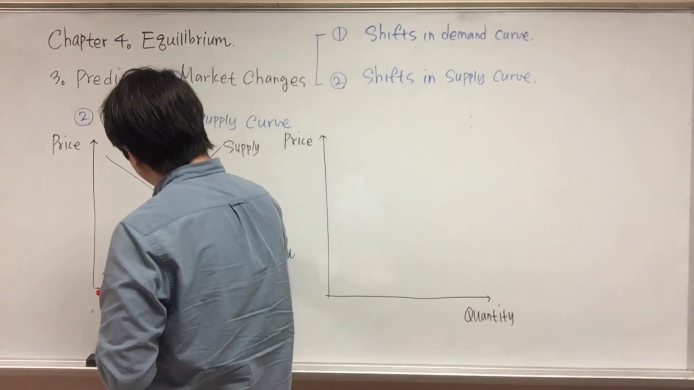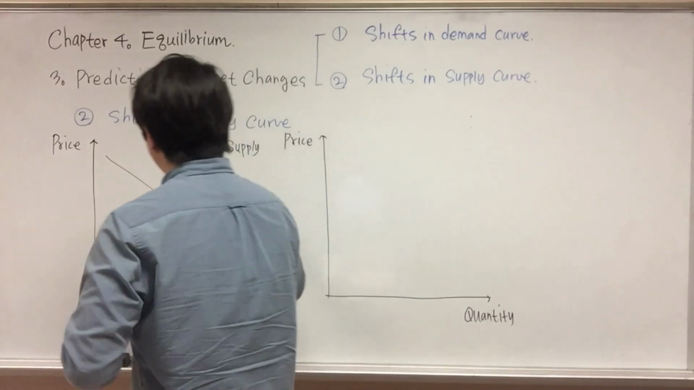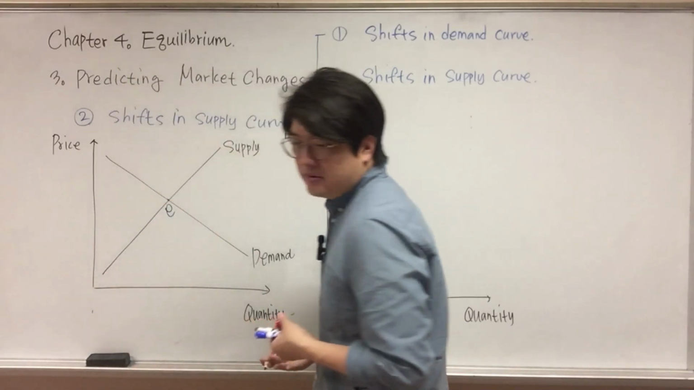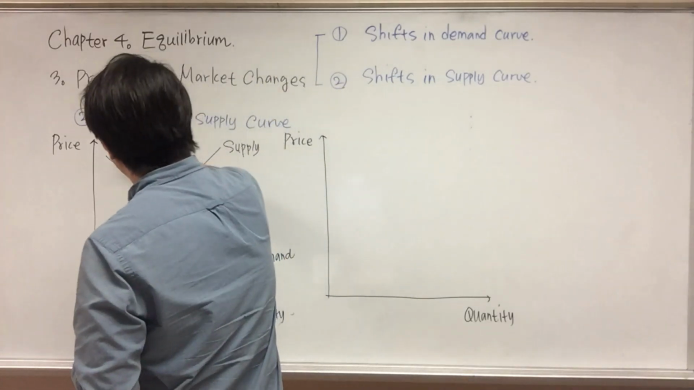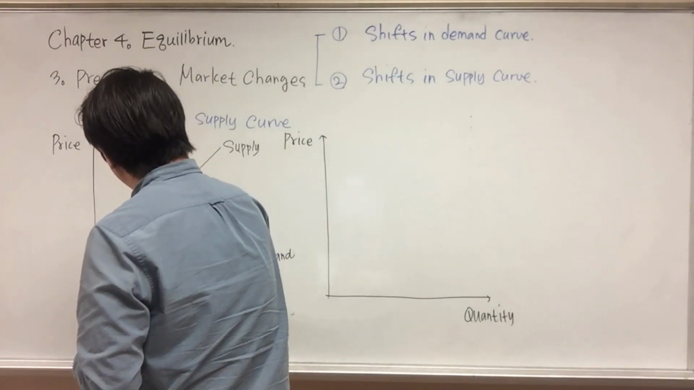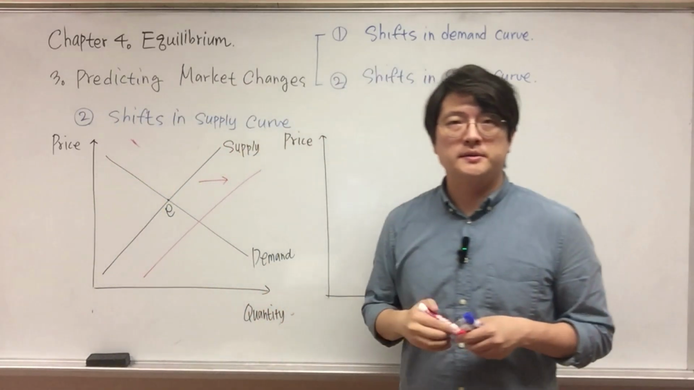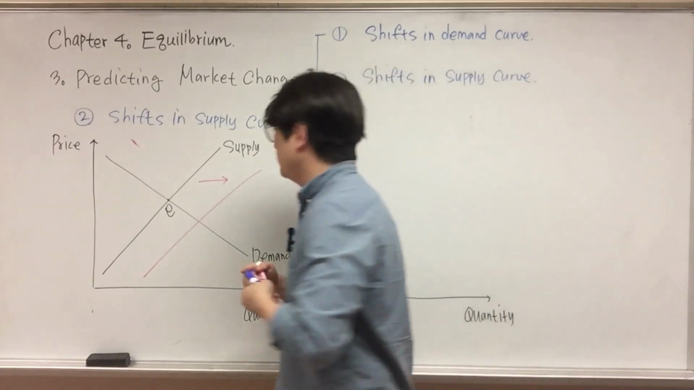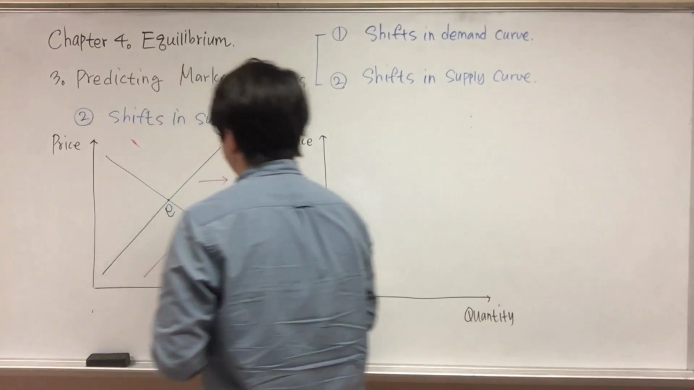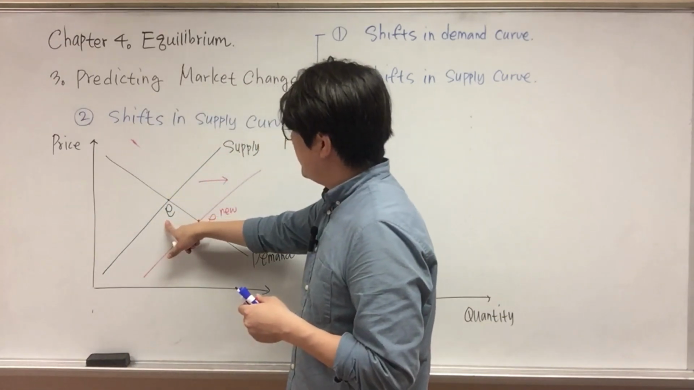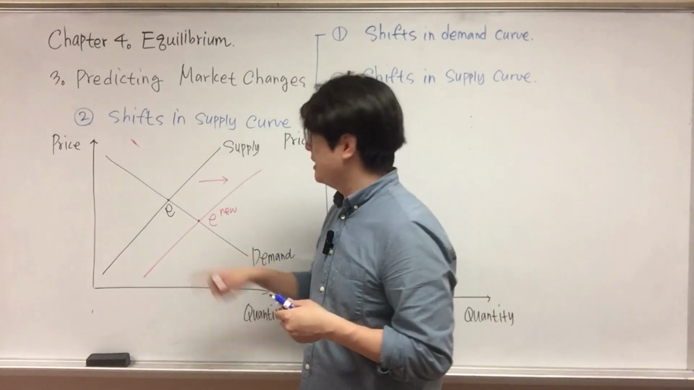Okay, in here is the equilibrium point, right? So if we have increased supply, the supply curve will shift to the right. Okay. So what happens? We have a new equilibrium point in here. So compare the old equilibrium point to the new equilibrium point. What happens?